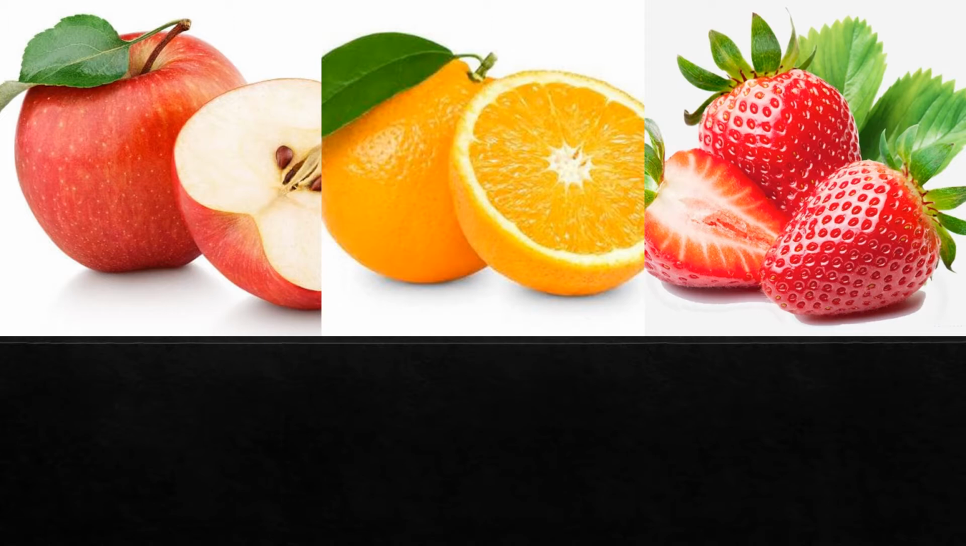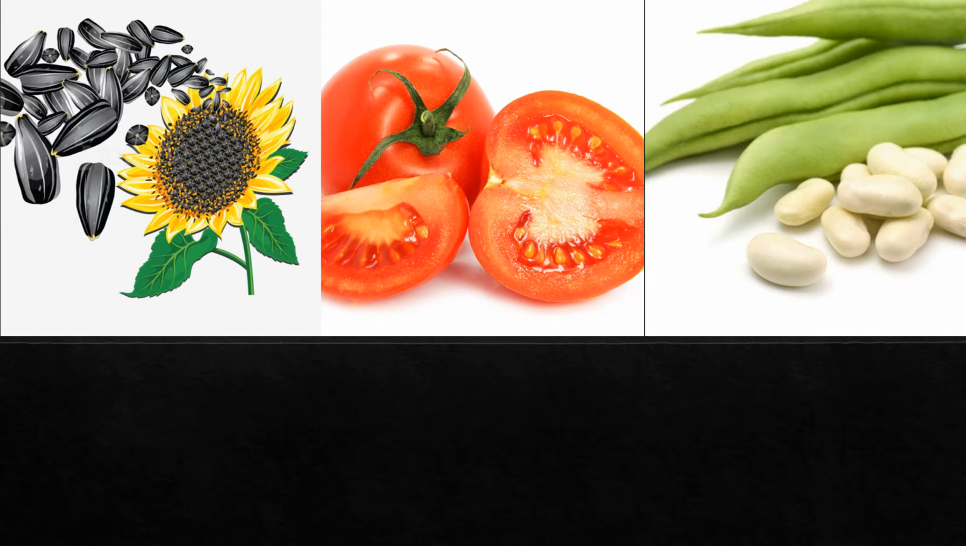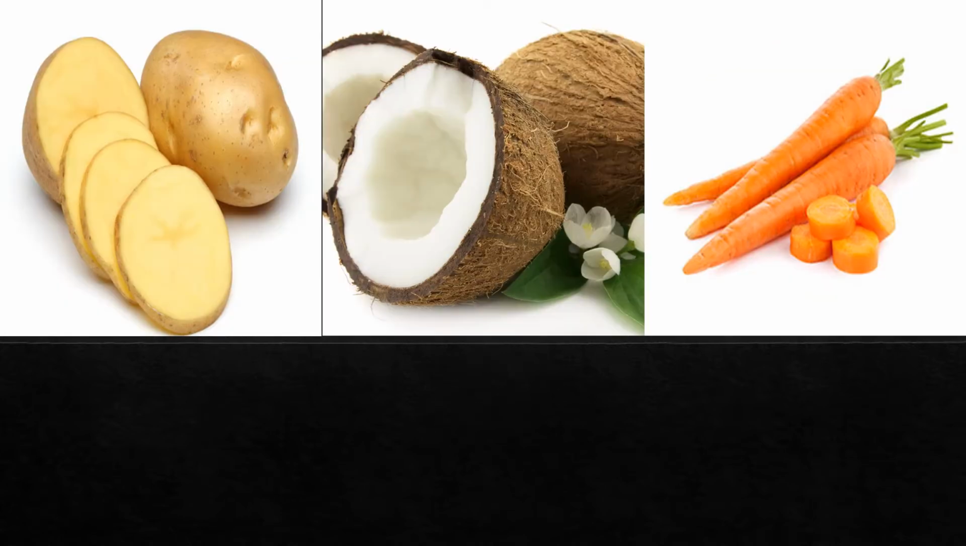So here are some common fruits, like you can see apple, orange and strawberries. These common fruits we can grow in our garden. Now here we have some seeds like sunflower seeds, tomato with its seeds and some beans with its seeds. Now here we have some plants like potato, coconut and carrot. So students, we will talk about all these plants, seeds and fruits in our today's lesson.